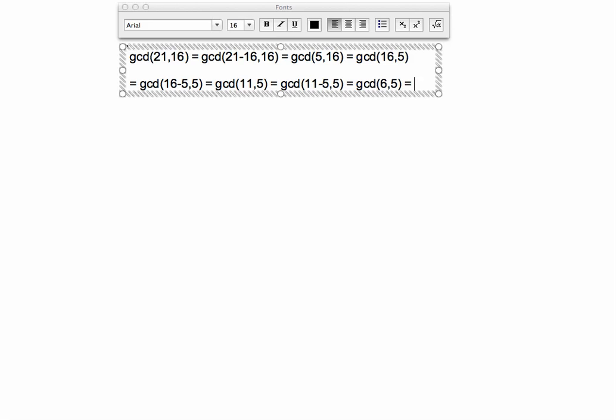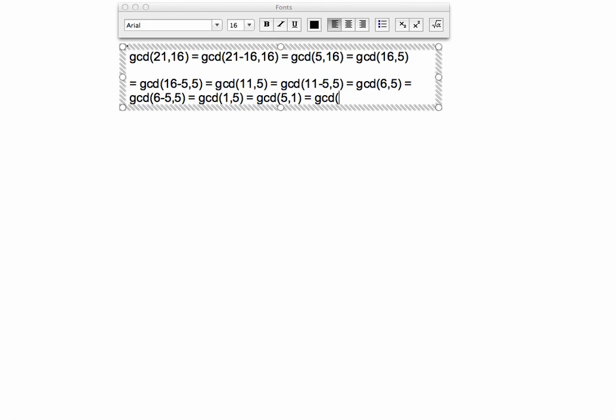Great. We get the GCD of 6 minus 5, comma 5, which is the GCD of 1, comma 5. We switch it around. GCD of 5, comma 1. Now I'm going to start doing this in my head because hopefully at this point you should recognize that when you have the GCD of anything, comma 1, the answer is 1. But let's just do it out.